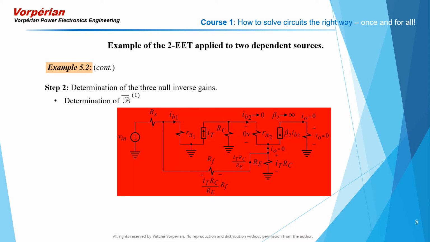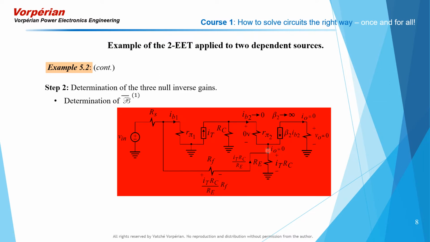Now, we perform our null inverse calculation as follows. With beta 2 infinity, IB2 must be 0, we said. Also, since we have nulled the output voltage, the output current must be 0. With the collector current and the base current both 0, the emitter current must be 0.